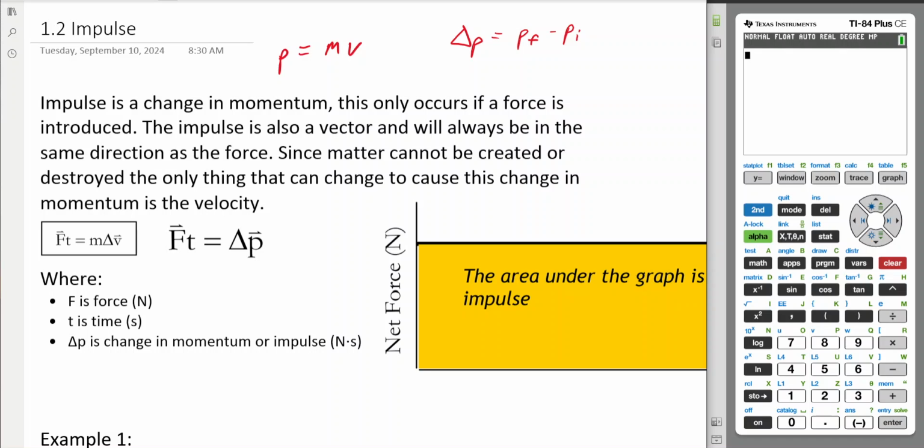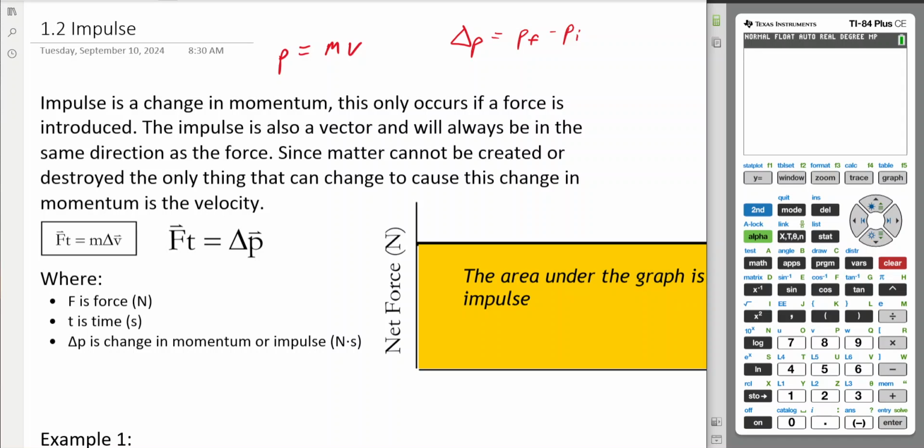Impulse is also a vector. It comes from the vectors of the momentum itself, and it will always be in the same direction as whatever force is being applied. So impulse is one of the only situations, really, where energy is not conserved and momentum is not conserved, because you're looking at one portion of the system. In the entire system, yes, energy is conserved and momentum is conserved, but you're zooming into only one part of it, which is why when you zoom in, the momentum is changing.